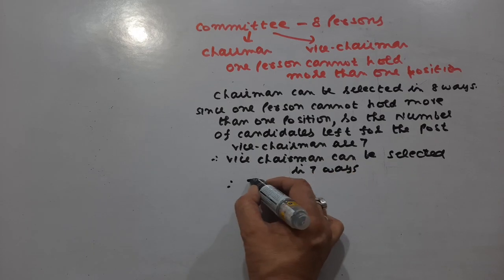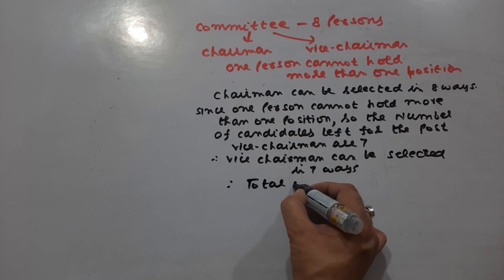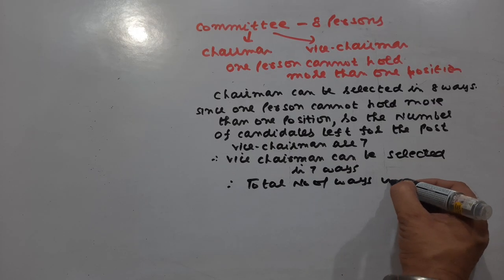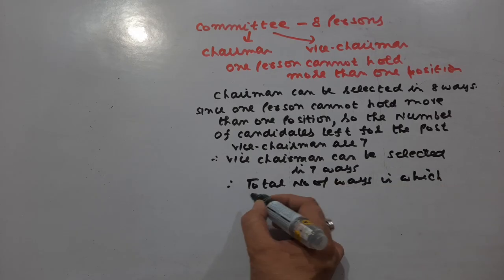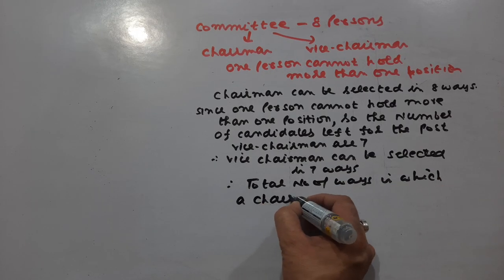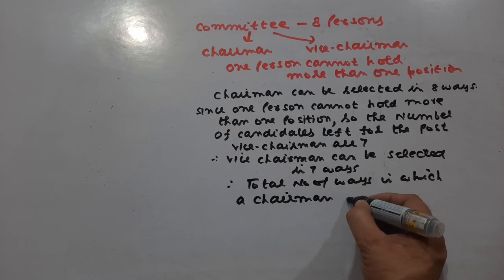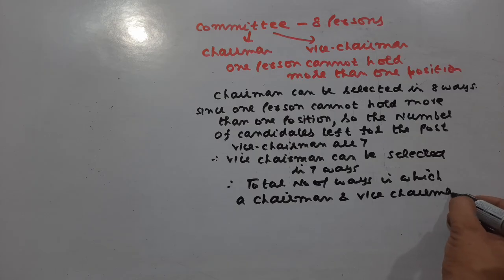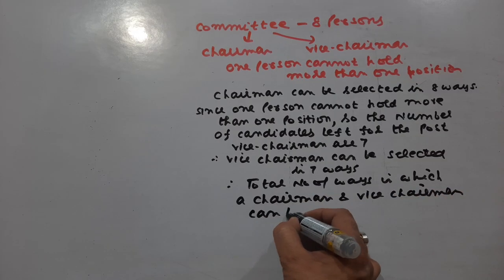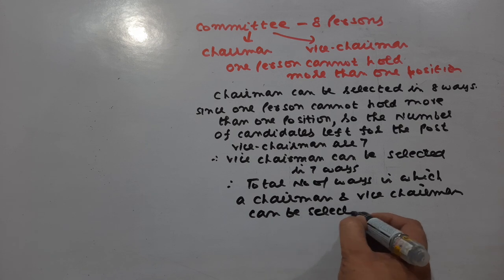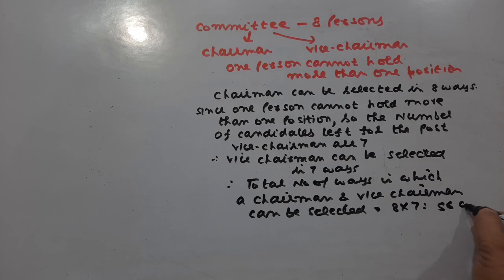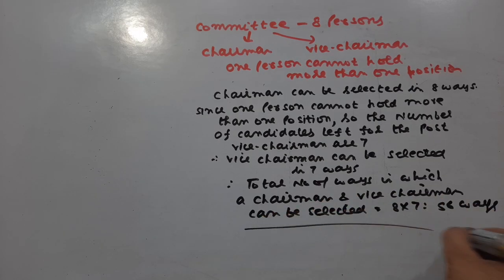So therefore total number of ways in which a chairman and a vice chairman can be selected is 8 into 7 equal to 56 ways. So this is the answer, students. I hope this is clear to you.